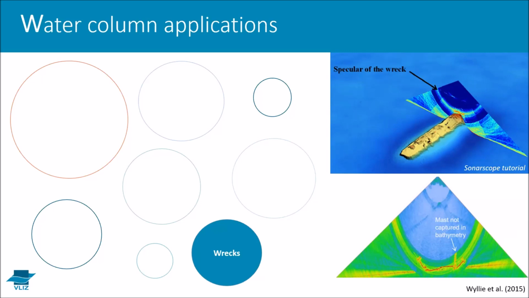And there's a study by Wiley in 2015 where they showed that usually there's at least half a meter difference between the least depth in the bathymetry and in the water column data. And in some studies, there was a depth difference of over 5 meters, meaning that the mast was totally not detected in the bathymetry.